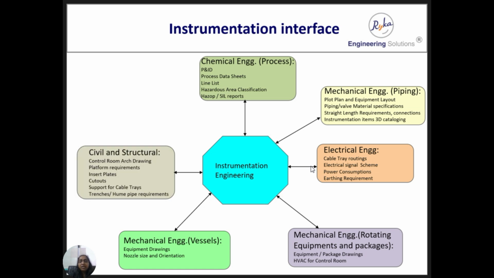With civil also, there are many types of interfaces. One is the control room architectural drawing. Platform requirements need to be informed to civil, along with insert plate requirements, cutouts, and support for cable trays. Trenches and hume pipe requirements need to be conveyed to civil structural for installation of instrumentation items, cable trays, and any big systems. Then the installation tender is prepared for construction. Site queries, if any, are answered by the instrument engineer.